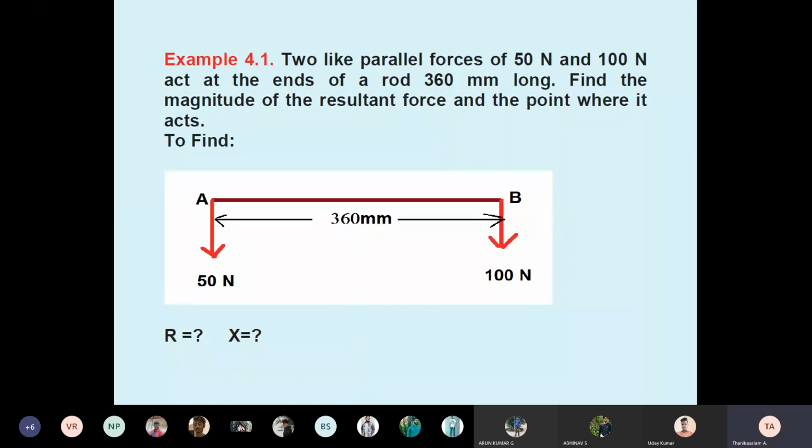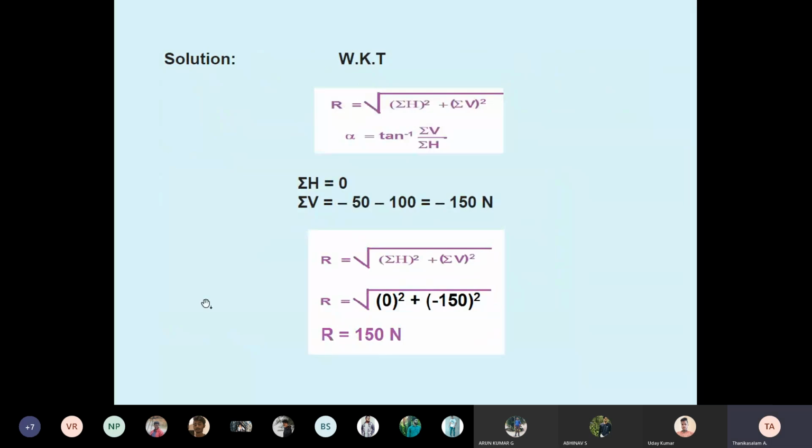And also they asked the point where it acts. AB is 3 m. Where is the resultant acting? See here, we know the graph we are drawing, no? Students, if in any graph I suppose 0, 3, where is this point located in your graph? 0, 3. How do you locate this point in your graph?